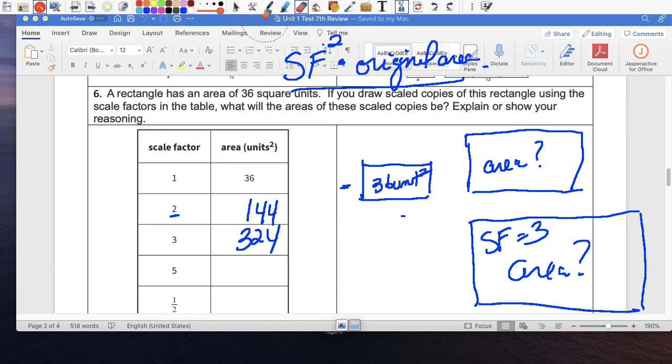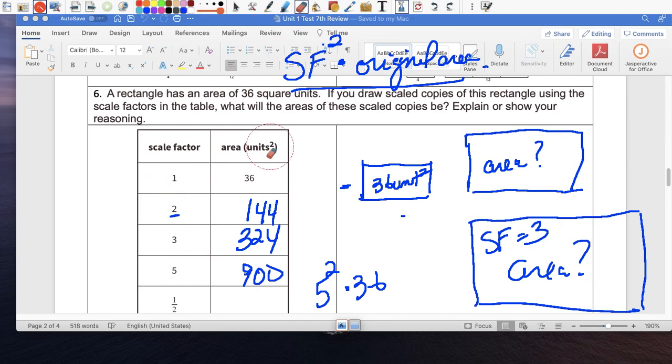So 5 to the second power, right? If it's a scale factor, it gets 5 times bigger. And the area is going to be 5 to the second power times 36, or 25, but yeah, 25 times 36, which is going to give us 900. So look how the area is growing.